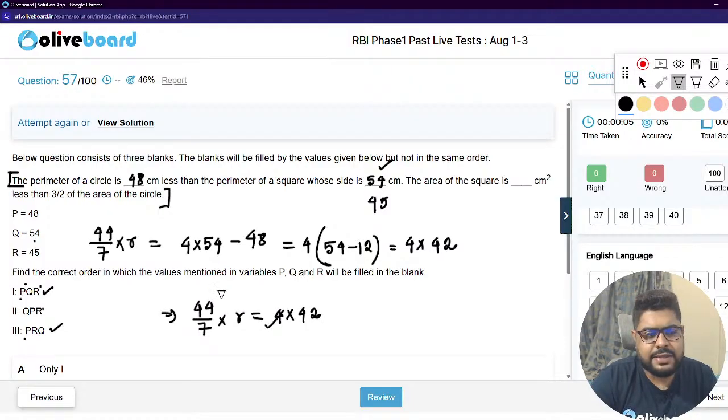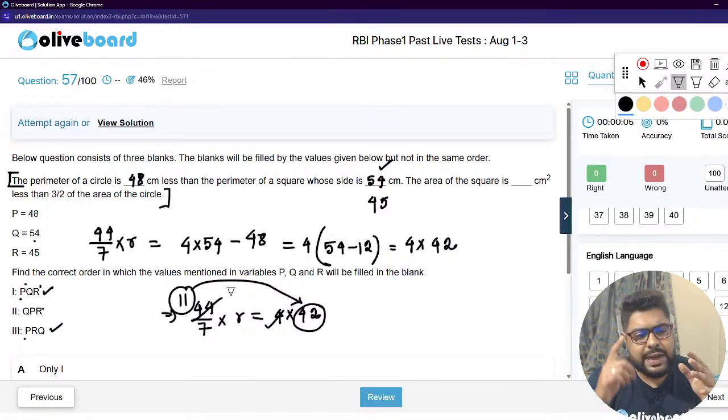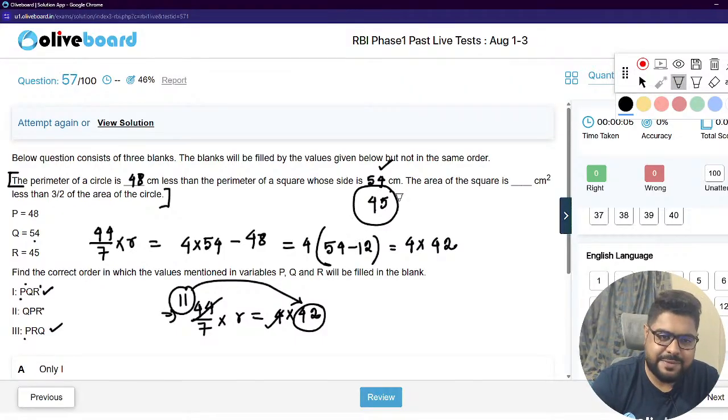Now, why am I saying this is not correct? Because you see, this 42 is not a multiple of 11. I have to cancel this 11. Otherwise, if R is something by 11, then this 11 will be there, and this 11 will create all sorts of problems. Whereas, let's see now if I go with the other one. Let's see, you will get the idea of what I am trying to say.